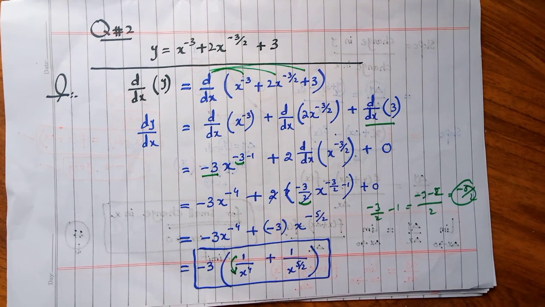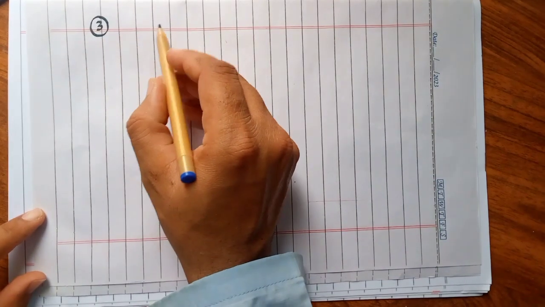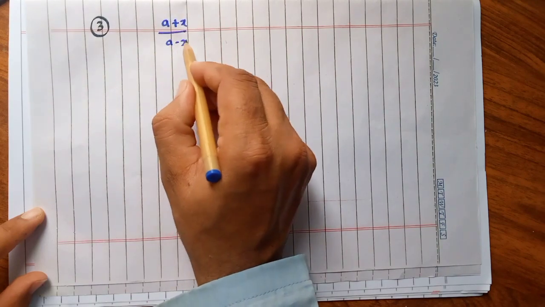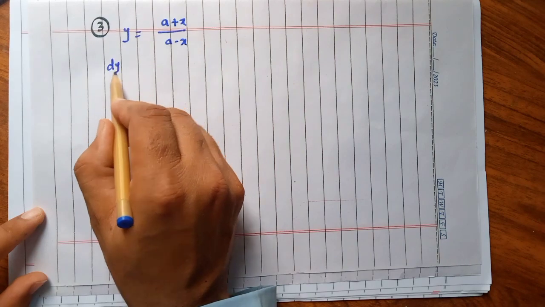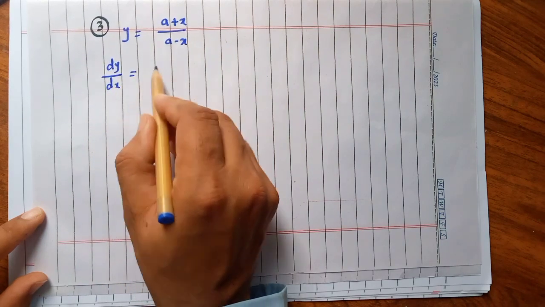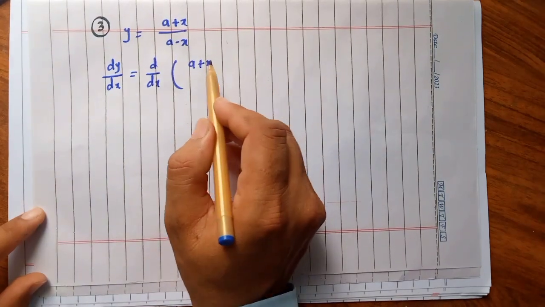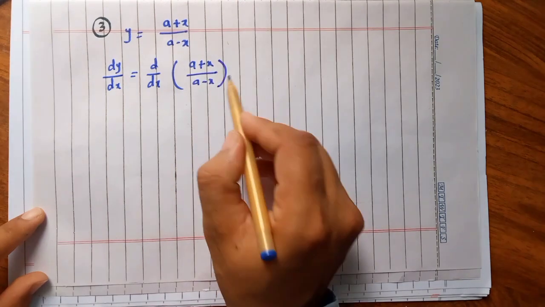So after question number 3 we will discuss question number 2. Question number 3 is a plus x over a minus x. So we will take it as y, so the derivative of y with respect to x will be d over dx of a plus x over a minus x.